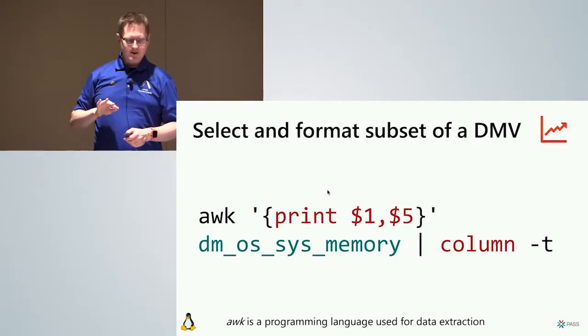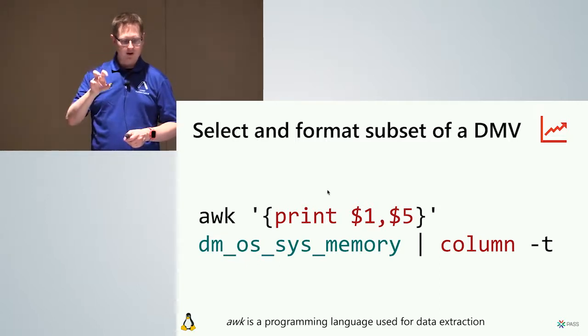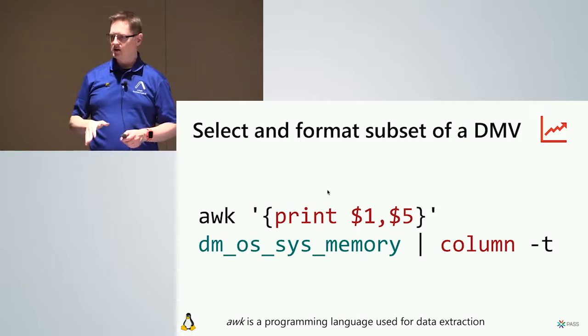Didn't I say this was coming? So I'm asking awk to print the first and the fifth column from the output of dm_os_sys_memory in tabular format.